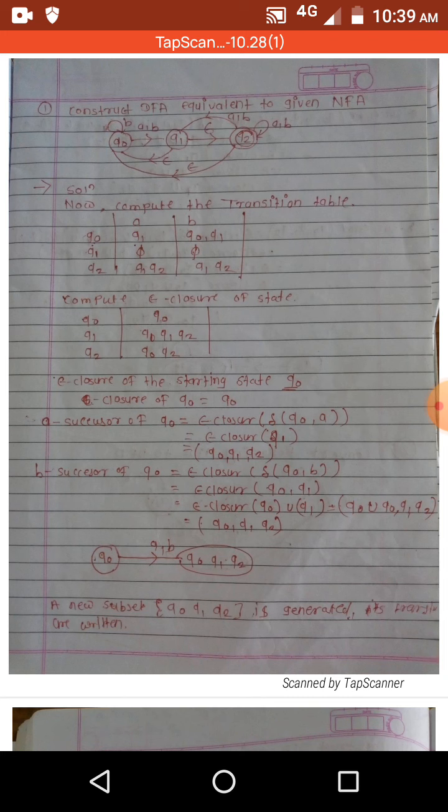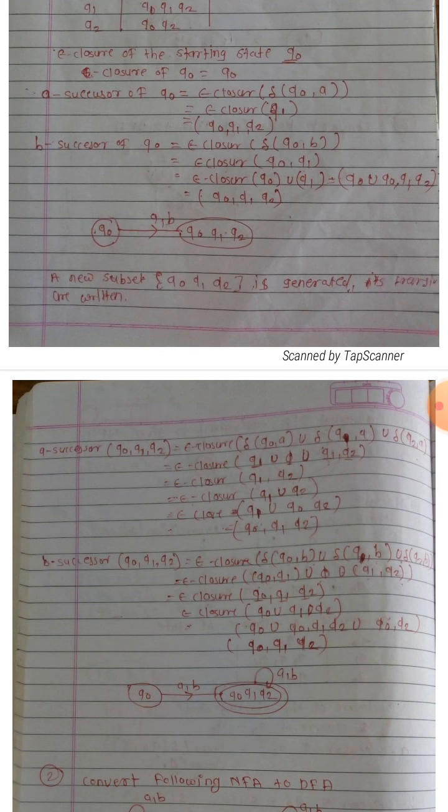Q0 on a and b gives the new epsilon closure, a new state Q0, Q1, Q2. The a successor of Q0 and the b successor of Q0 are the same, Q0, Q1, Q2. Then we find the new successor of Q0, Q1, Q2. We apply Q0, Q1, Q2 on a: delta of Q0 comma a union delta of Q1 comma a union delta of Q2 comma a.